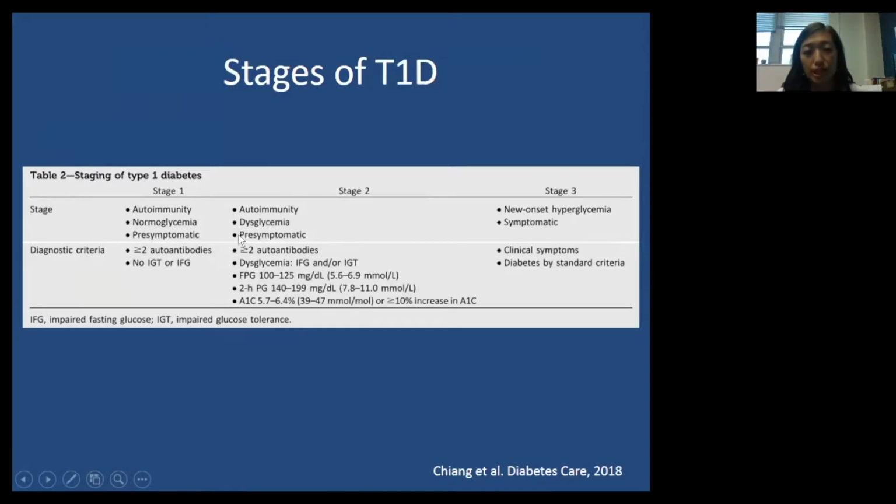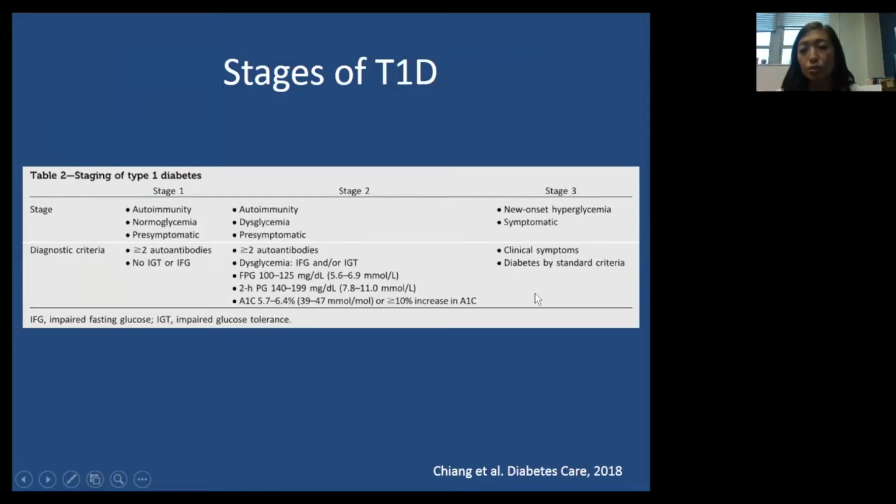Stage 2 is, again, you have autoimmunity, but now you have some evidence of glucose dysregulation. And again, no symptoms generally. So again, you have the presence of your antibodies, and now you have evidence of either impaired fasting glucose or impaired glucose tolerance after an OGTT, an oral glucose tolerance test, or you can also have some elevation in A1C in what we call the prediabetes range.